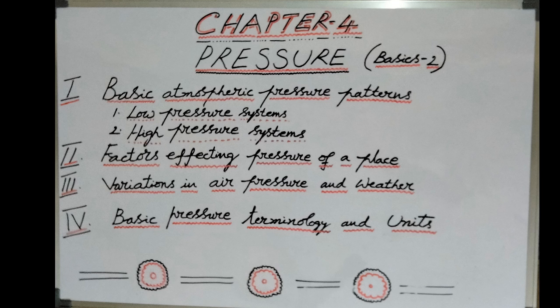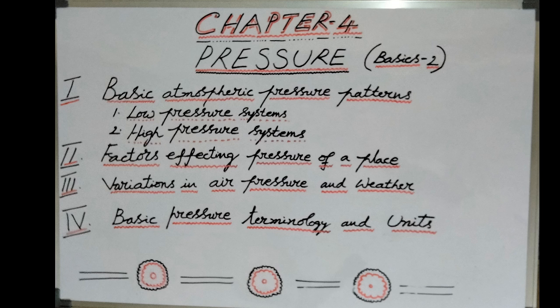Basic pressure terminology. What is pressure? What is atmospheric pressure? What is standard atmospheric pressure? Pressure is defined as force per unit area, just like meteorology is the study of the science of atmosphere. Just simple 4 words like that. Pressure is force per unit area. Atmospheric pressure is the pressure exerted by a column of air with a cross-sectional area of say 1 square inch or square centimeter extending from the earth's surface to the outermost boundary of the atmosphere.